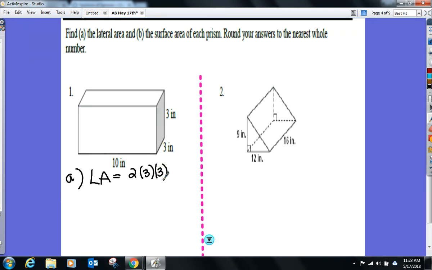What about the front and the back now? Front and the back, 10 by 3, and how many are there? 2 of them. And I'm doing lateral area, so I'm not counting the other 2, the top and the bottom. Lateral area is the area without the bases attached. So go ahead, find the lateral area for this rectangular prism.